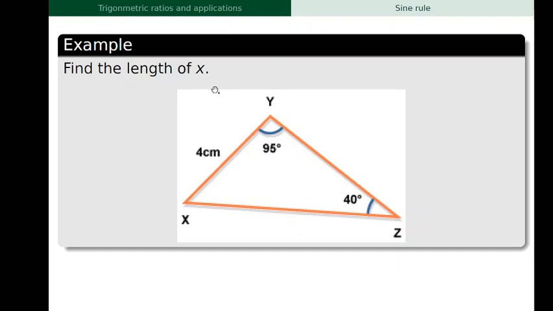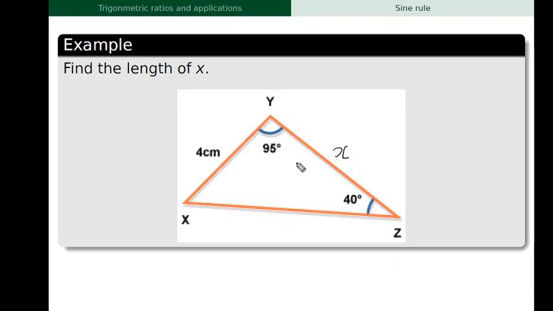In this video, we're going to look at two examples to do with the sine rule. Here's our first one. We're trying to find the length of little x. If that is big X in the bottom left-hand corner, then this must be little x, from our naming convention.